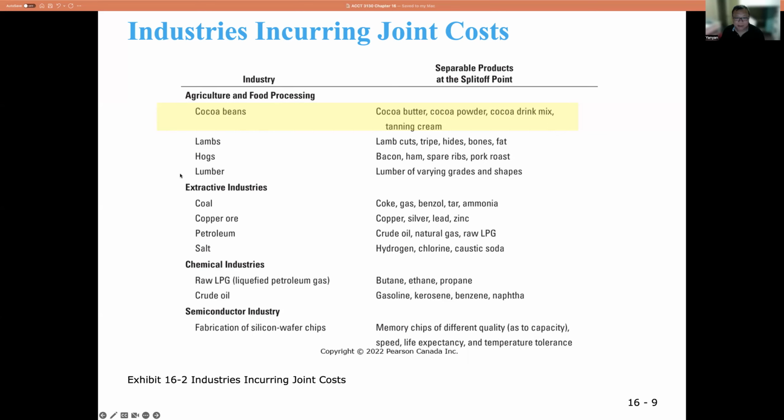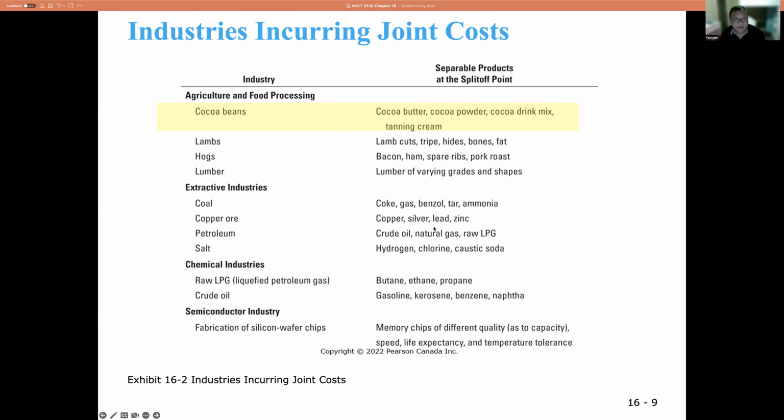Let's see the lumber. When you process lumber, you get lumber of varying grades and shapes. So the different parts may have different uses and different values. When you are cutting the lumber, it's a different part. Even if you think about processing beef, the cow, a different part has different value. The steak part is probably more expensive.